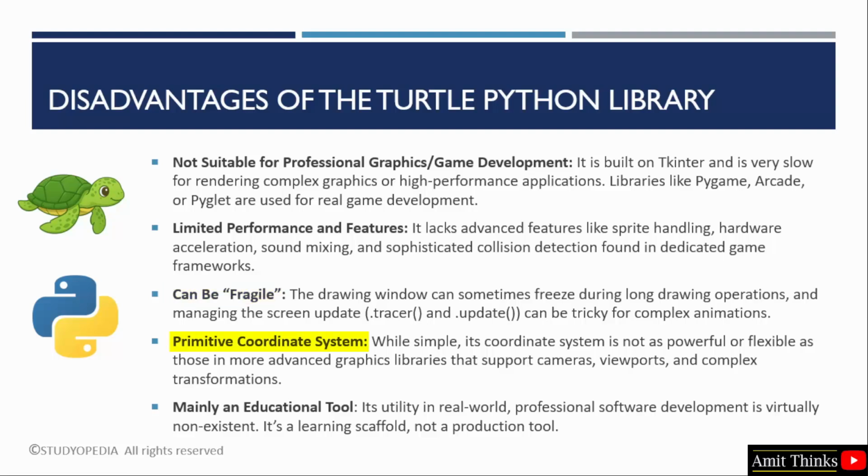Primitive coordinate system. While easy to understand, Turtle's coordinate system is primitive and limited compared to advanced libraries that support cameras, viewports and complex transformations. Mainly an educational tool. Turtle's main purpose is to teach programming concepts in a visual and engaging way. Its role in professional software development is minimal. That is, it serves as a learning scaffold rather than a production ready tool.